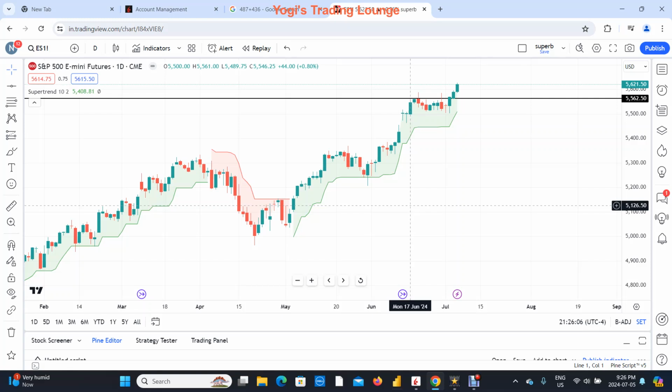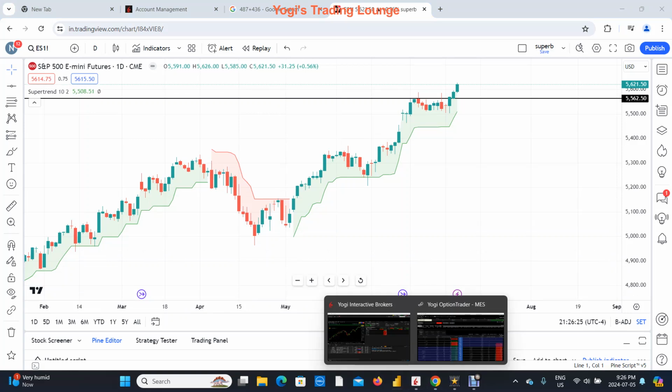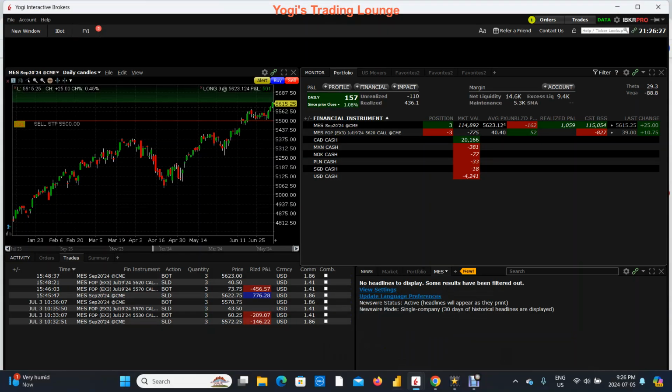So if there is a long trade, I buy future and I sell an ATM call option. And if I am short, if the super trend is indicating a short signal, then I am short future and short ATM put option. So that is the trade that I'm taking. This is the trade which was not in the reports which we just saw.